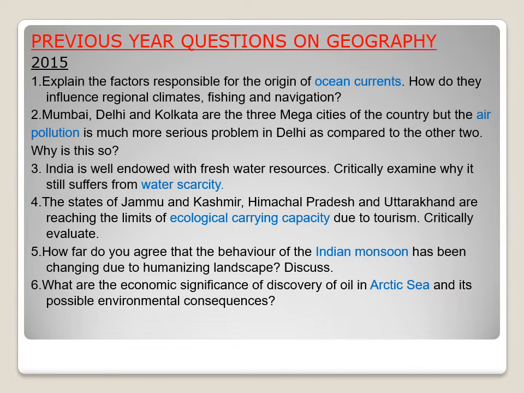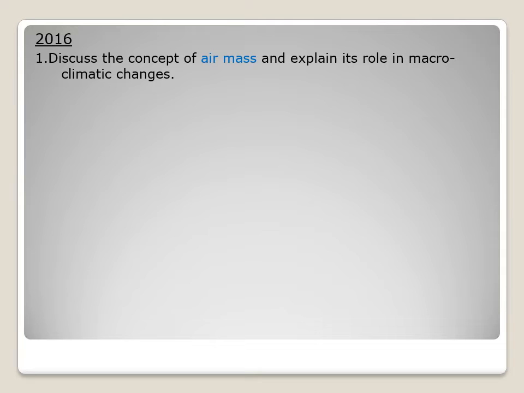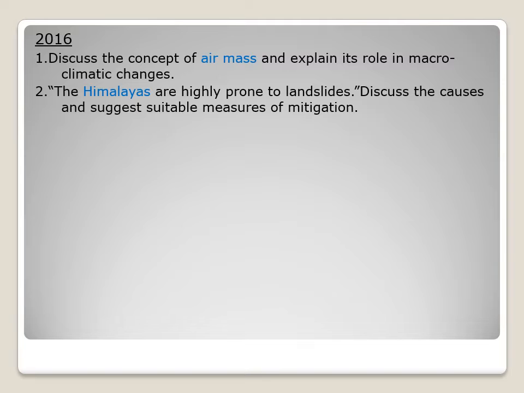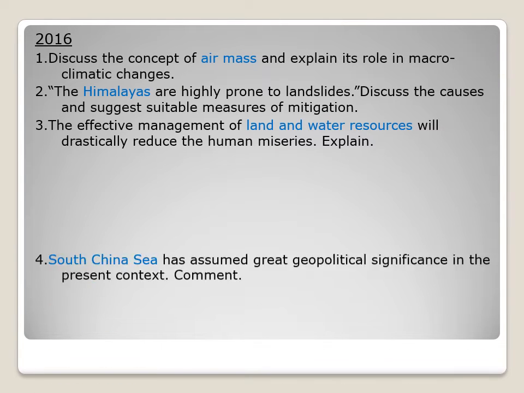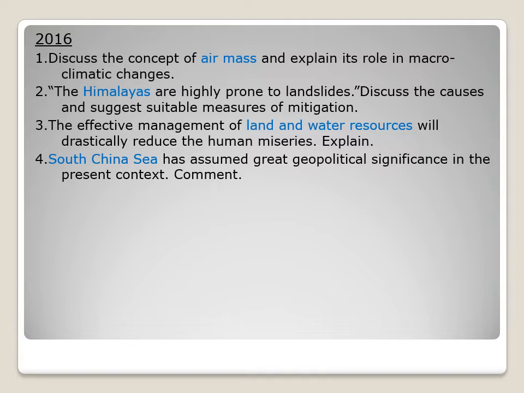Sixth one, due to climate change and melting of ice sheets, the Arctic Sea is looked at as a resource pool. China and Russia have already released their plans for the Arctic Sea. Again, a problem of development versus environment. In 2016, the first question is related to air mass, which comes under climatology. Second one is about the Himalayas and problems associated with it, which comes under geomorphology. Third one is regarding land and water resources and their management. This topic is a part of natural resources, which comes under economic geography. Fourth one is about geopolitics. South China Sea was in the news, so it's a current affairs question.